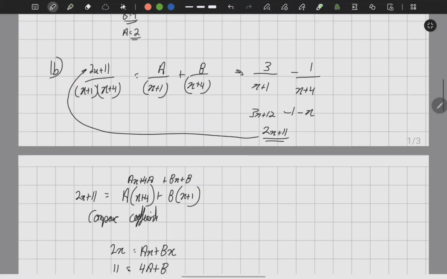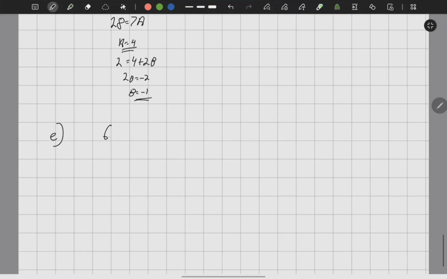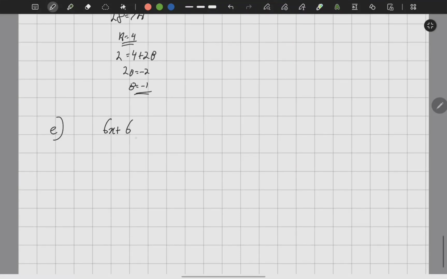Question E is 6x plus 6 over x squared minus 9. Some people would see a problem that we only have one fraction on the bottom, just x squared minus 9. But this is a polynomial, a type of quadratic. That means we can split it up into two factors, possibly, if it works. Sometimes you can't, but they'll always give you questions where you can.